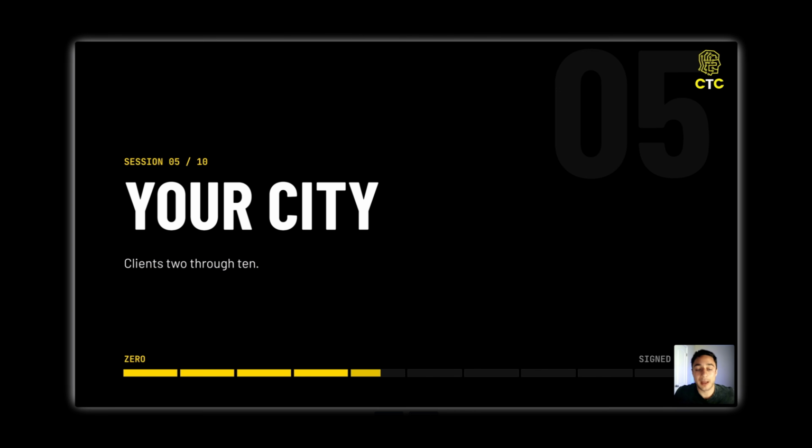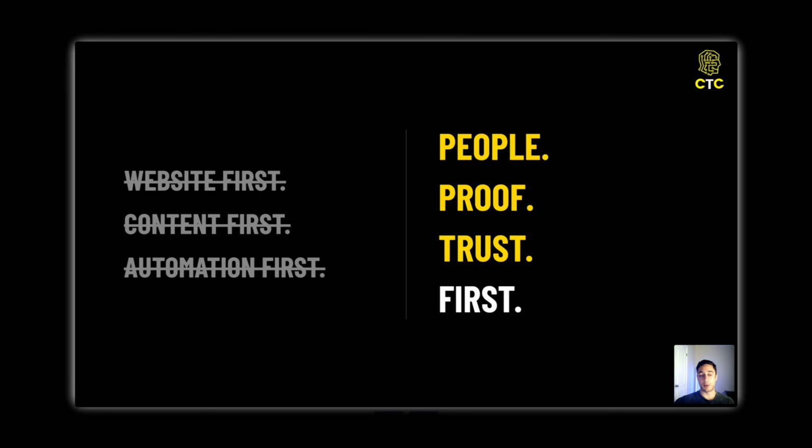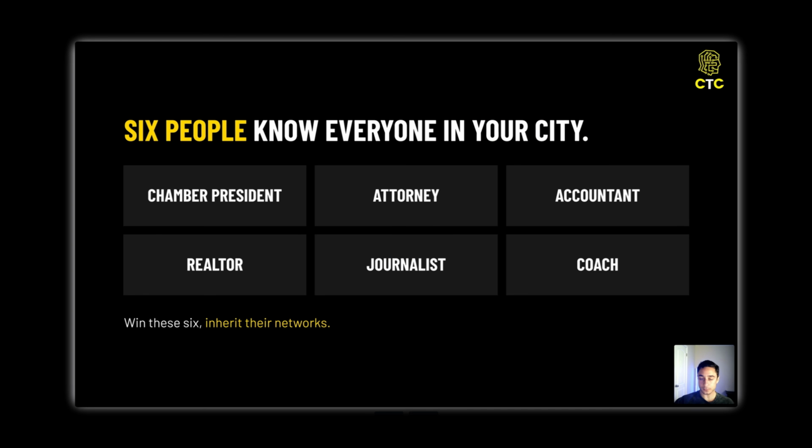Now, let's talk about your city. So let's say you did get your first client from your network. What happens after the fact? Clients 2 through 10. Forget about website, forget about content, forget about automation for a second. It is all about people, proof, trust. These are the first things we want to prioritize. First things first, understand that 6 people know every single person in your city. The Chamber of Commerce president, the attorneys, the accountants, the realtors, the journalists, and coaches.